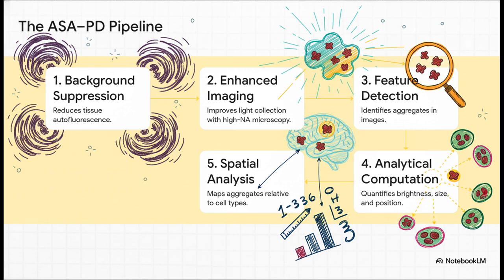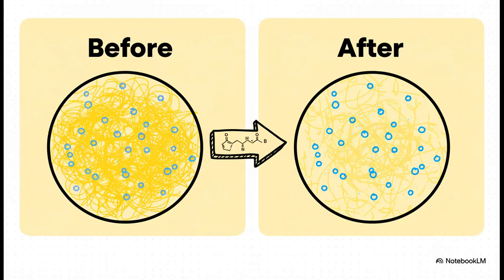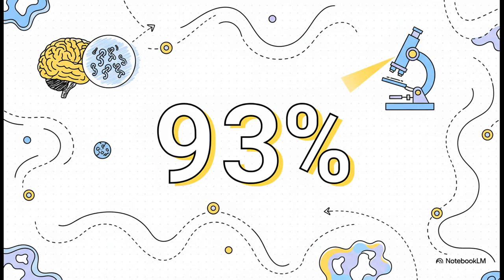finally, spatial distribution analysis. One of the primary obstacles in high-sensitivity tissue imaging is something called autofluorescence, where the tissue itself emits background light. This creates a high noise floor, and that noise can easily obscure the very faint signals coming from small oligomeric species. To solve this, the ASAPD platform uses Sudan black B, a chemical agent that effectively quenches or dampens this background fluorescence.